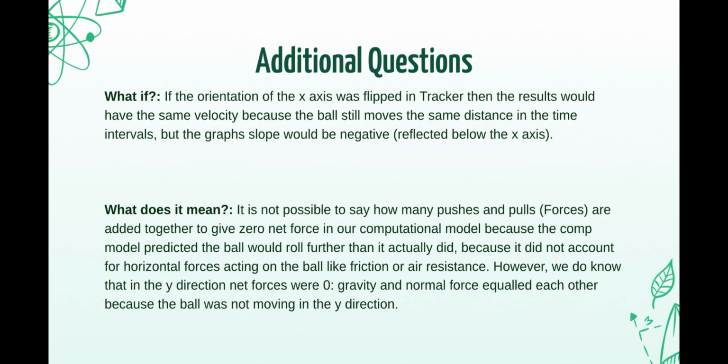It's not possible to say how many pushes and pulls are added to give 0 net force on our model, because the model predicted the ball to roll further than it actually did. It did not account for the horizontal forces acting on the ball like friction or air resistance, because we said the net force is equal to 0. But we do know that forces such as gravity and normal force equaled 0 because they cancel each other out. We didn't have any movement in the y direction.